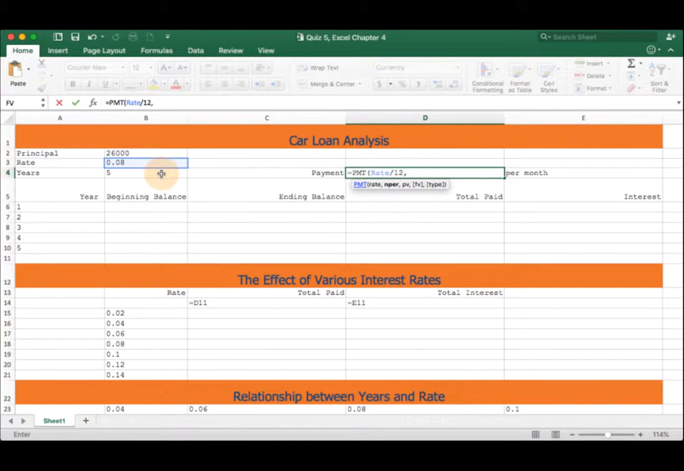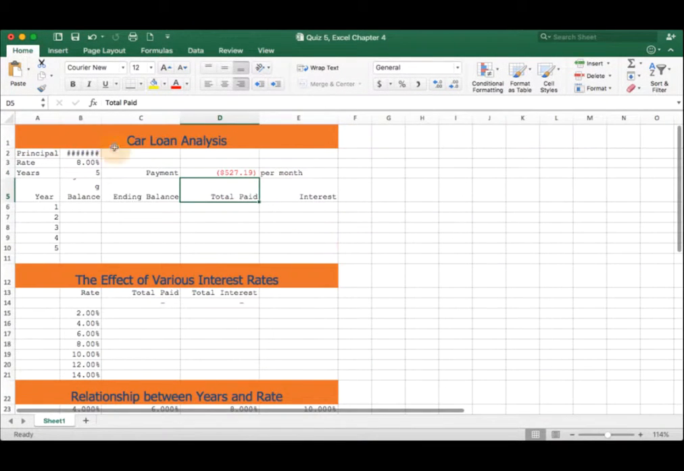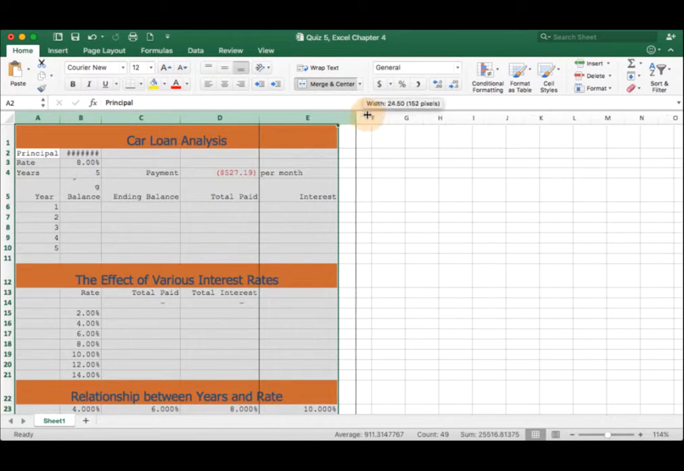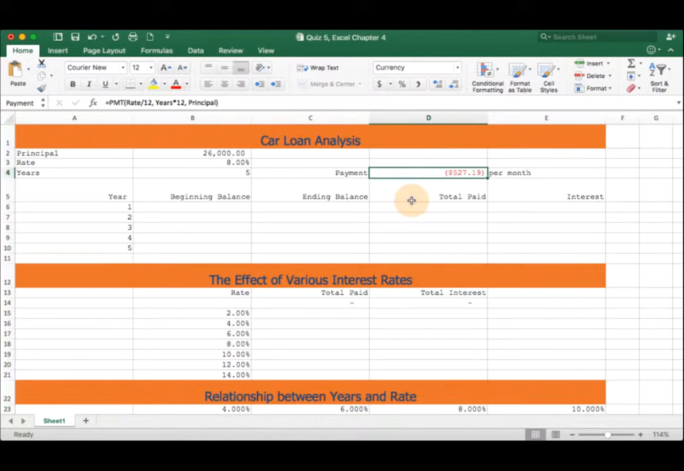The second argument is about the term. It's the number of payments this loan is required to be paid off, so this is going to be the number of years times 12. The 60 months here is the number of months we're required to pay off this loan. The third argument is your principal, the loan amount you owe to your lender. This will get you your monthly payment amount.